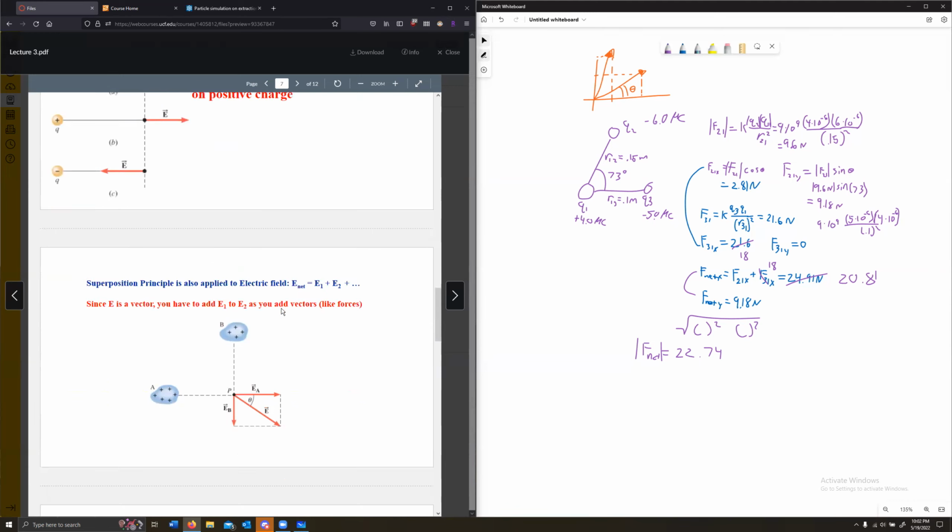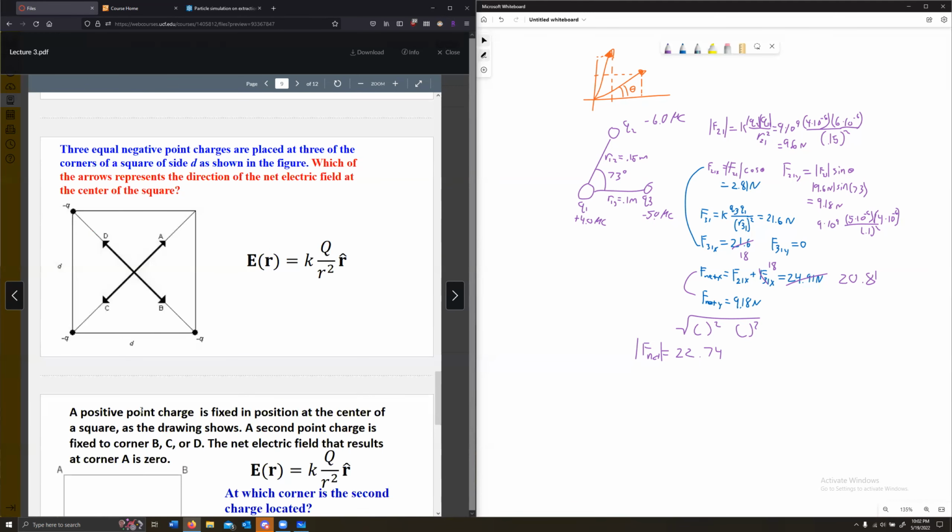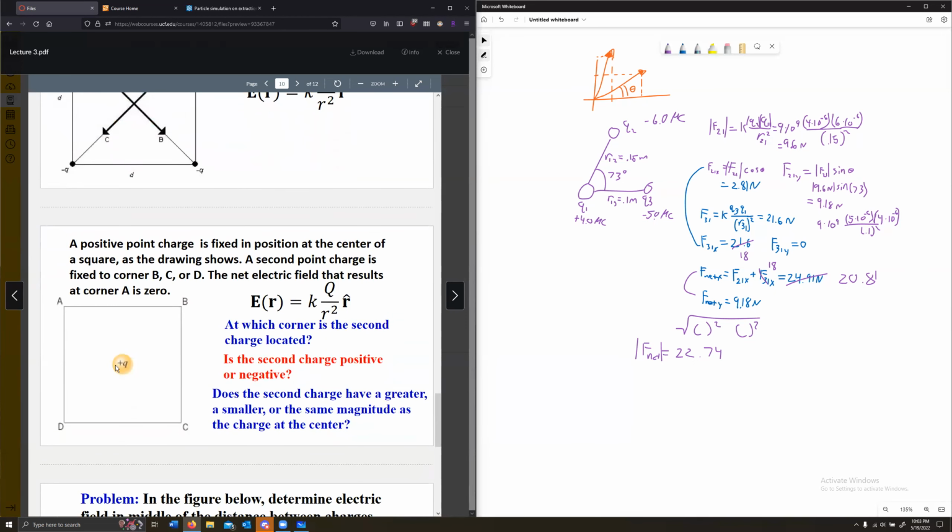Since vectors B and D cancel out, it would be C, because that would be the only one attracting any positive charge from the center. Okay, I think that's what I was missing. I didn't know we were assuming a positive particle in the middle of it, but I just thought that was for this one right here.